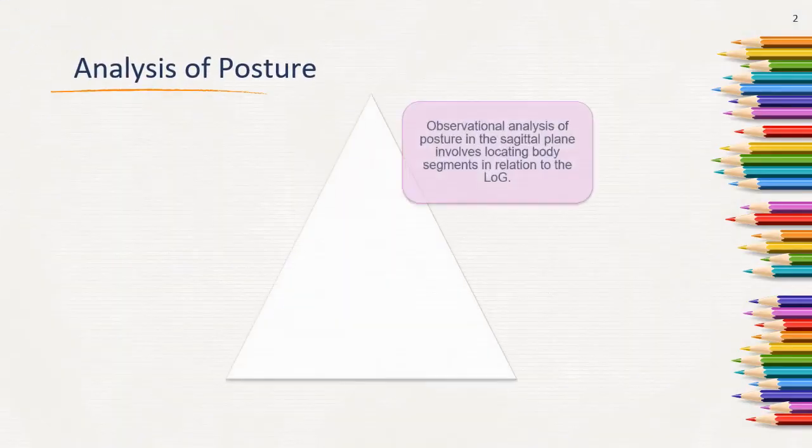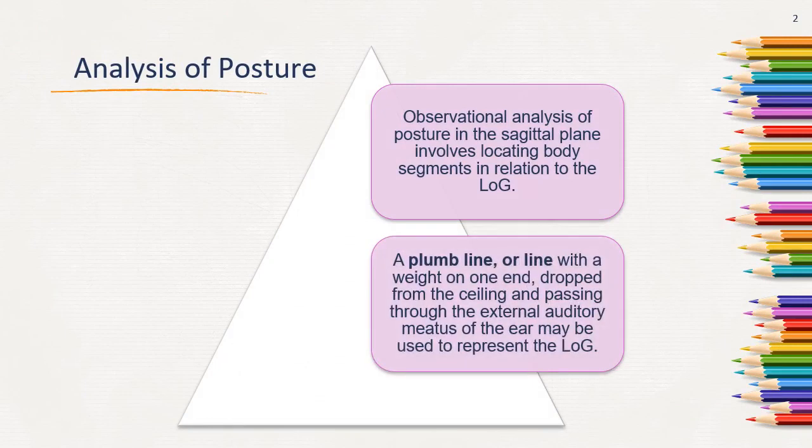Observational analysis of the posture in the sagittal plane involves locating body segments in relation to the line of gravity. So let us first see what we mean by a plumb line. A plumb line is a line with a weight on one end, dropped from the ceiling and passing through the external auditory meatus of the ear, and it may be used to represent the line of gravity.